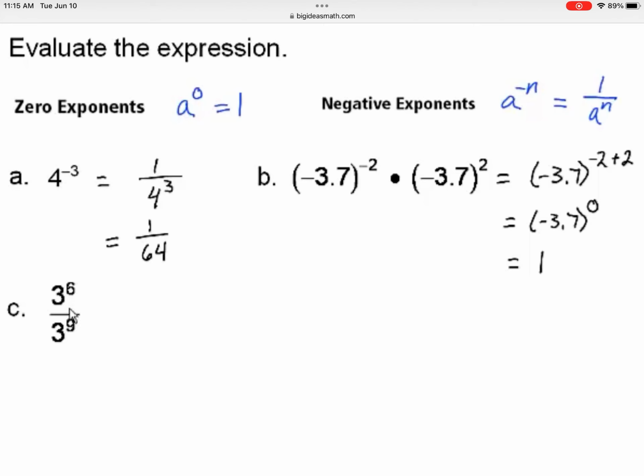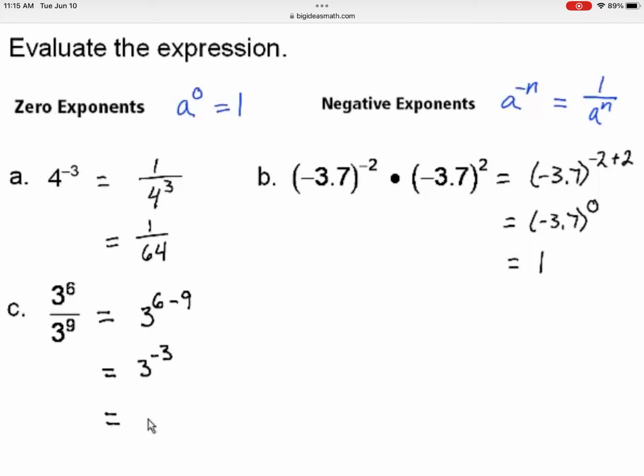Evaluate the expression 3 to the 6th divided by 3 to the 9th. First, use the quotient of powers property to simplify. Keep the base 3 and subtract the exponents, 6 minus 9. 6 minus 9 is negative 3, so the expression is 3 to the negative third.